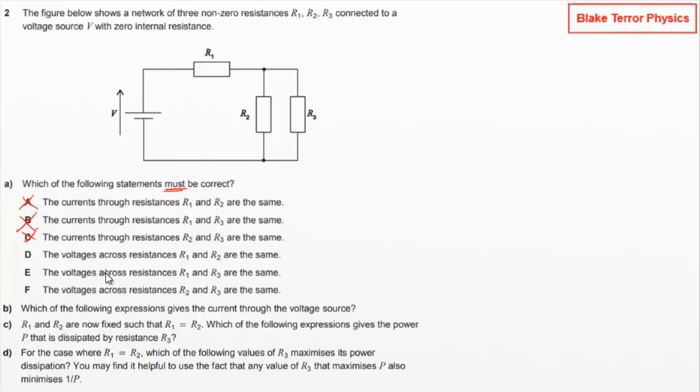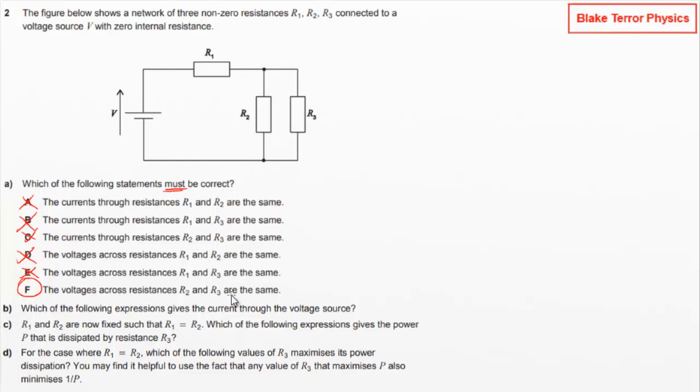The voltages across R1 and R2 the same? Well, they don't have to be. Again, they could be, but they don't have to be. We've got the same argument for the next one, because it's doing R1 and R3 again. Are the voltages across R2 and R3 the same? Yes, we finally got one that works, right? So that's a nice starter.